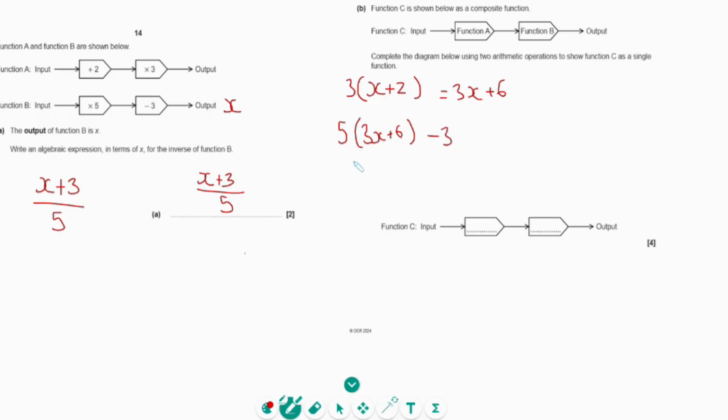Let's expand the brackets and simplify. 15x plus 30 minus 3. Simplified gives us 15x plus 27. So what are we doing to x here? With x, we're timesing it by 15 and adding 27. So times 15 plus 27.